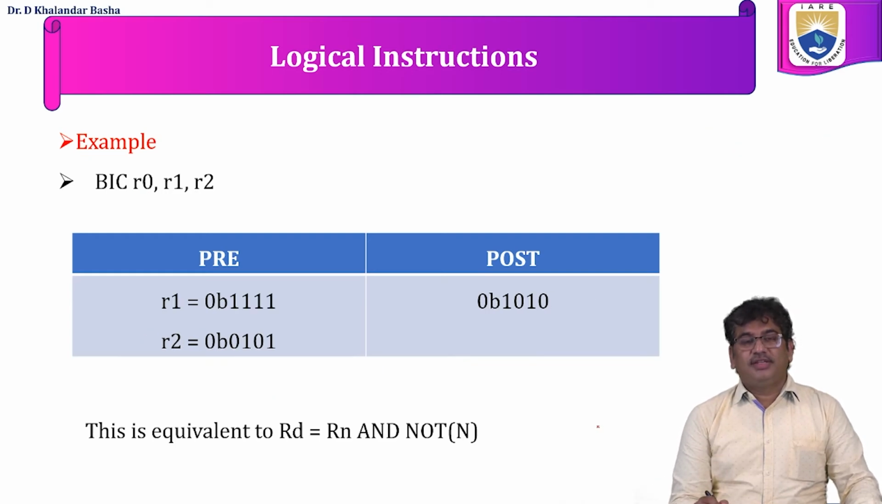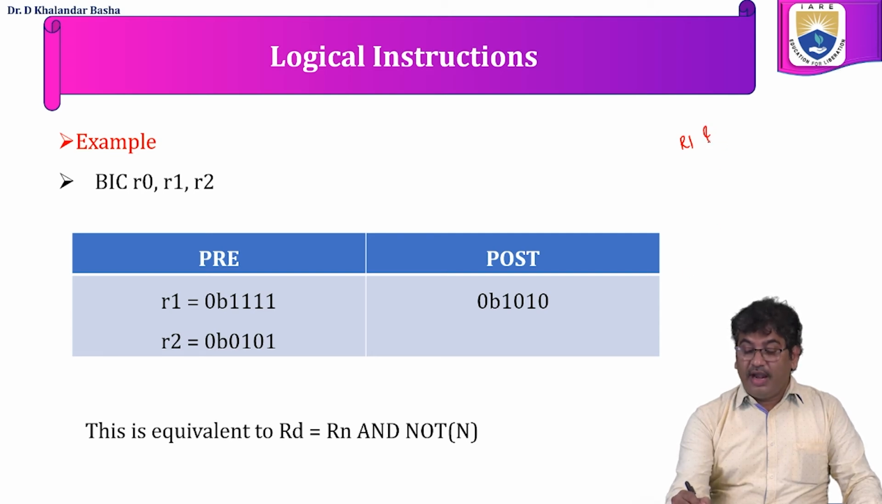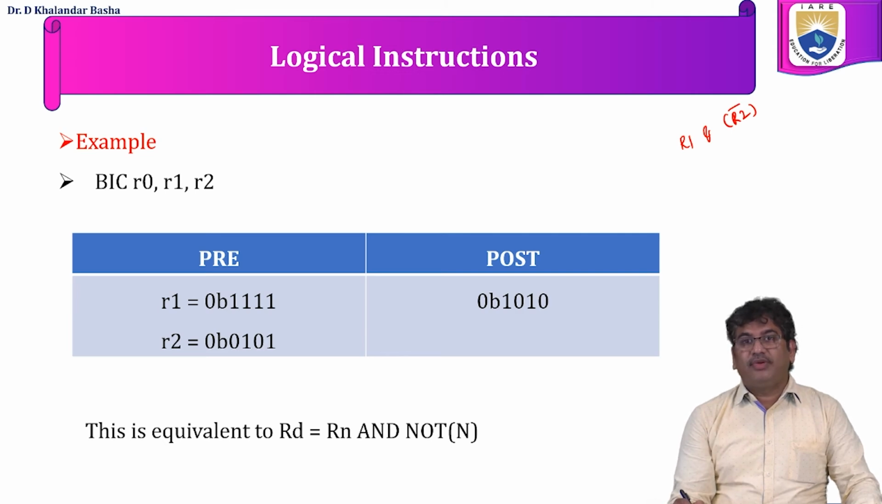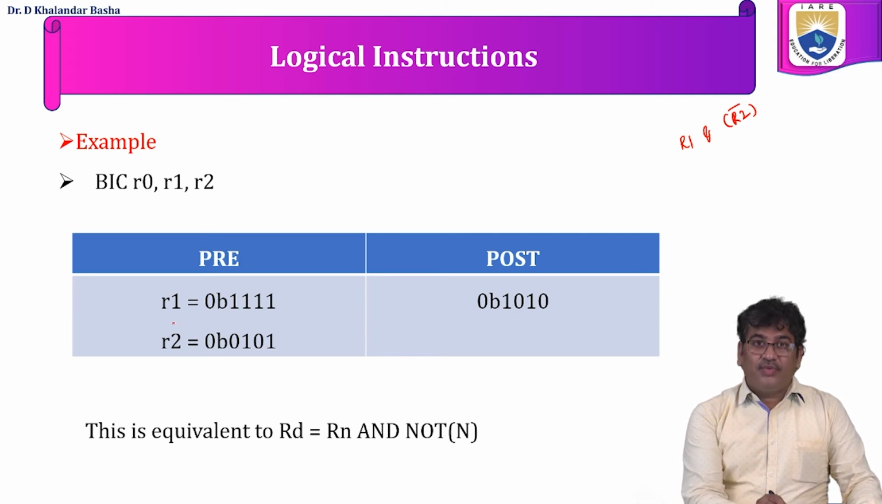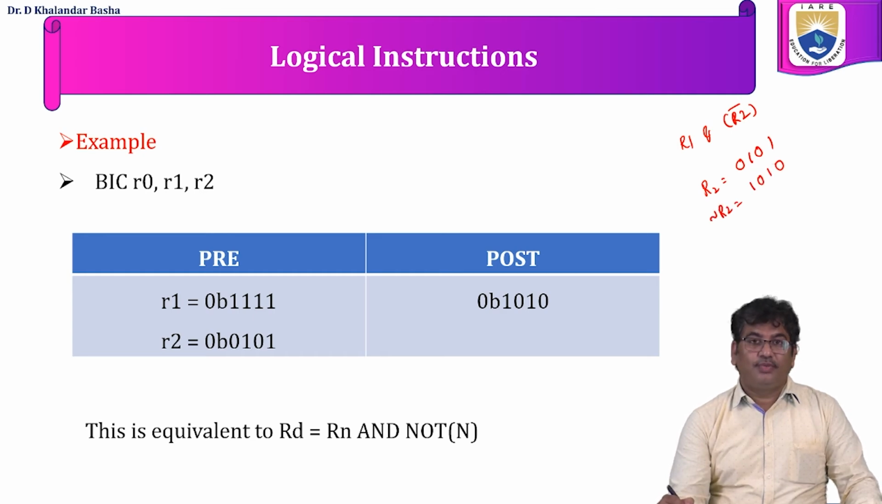The next instruction is BIC R0, R1, R2. This instruction will perform R1 AND with the complemented value of R2. Assume R1 is 4-bit data, that is 1111. Next, R2 is equivalent to 0101. First we have to perform the complement of R2. So the complement of R2 is equivalent to 1010.